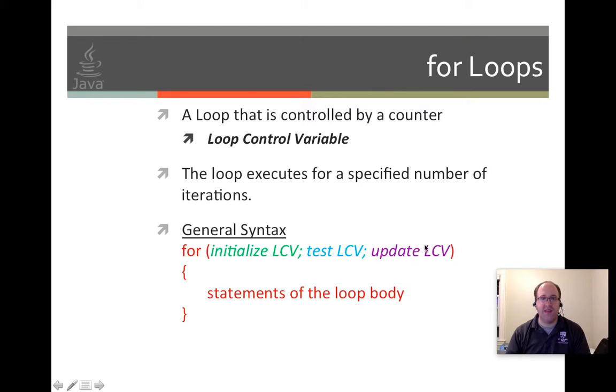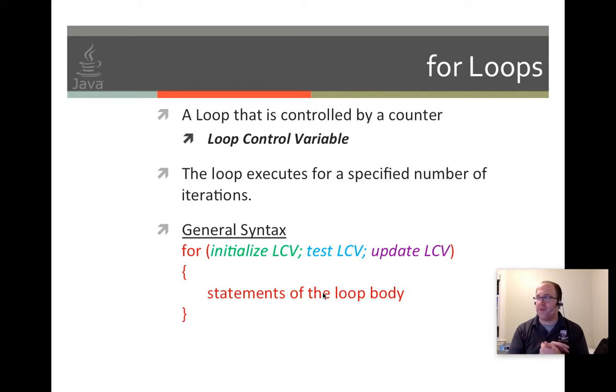This will be the statement that determines how the loop control variable is updated. And then inside the loop are the statements of the loop body, which are the programming statements that will be repeated over and over as the loop runs.